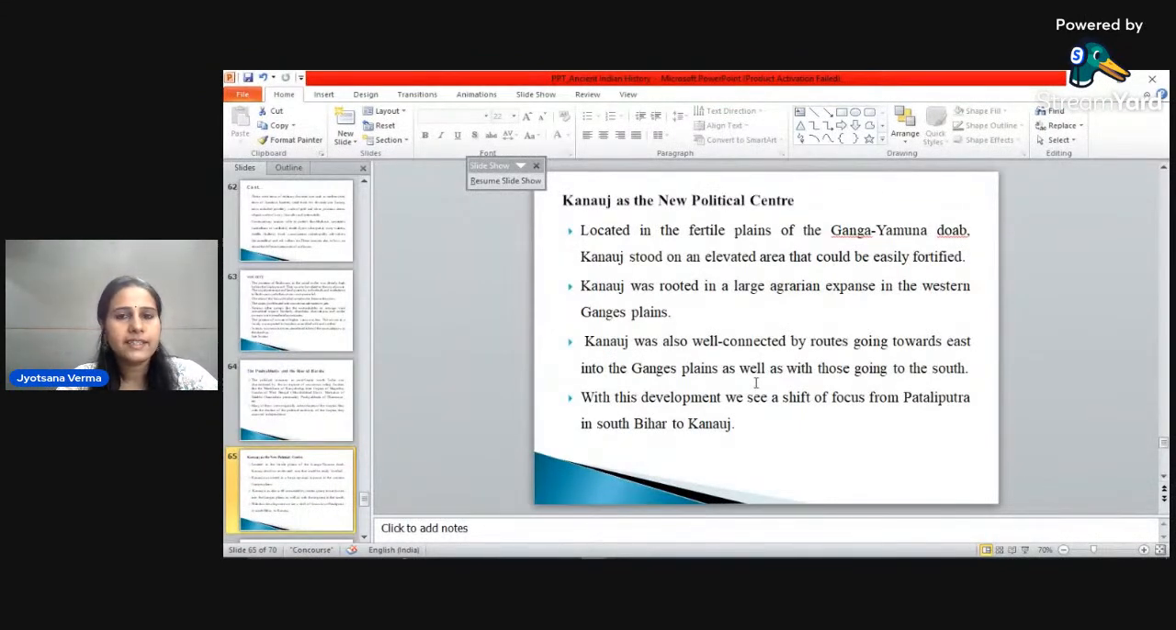So Kannauj became a new political center. First Rajgrih, and after that Patliputra. Now the political center shifted from Patliputra, Patna, to Kannauj. Kannauj is situated in UP, basically on the fertile plain of the Ganga Yamuna Doab, and Kannauj stood on an elevated area that could be easily fortified. Kannauj was rooted in a large agrarian expansion in the Western Gangetic Plain. Kannauj was also well connected by routes going toward the East Ganga as well as with those going to the south. With this development, we shift focus from Patliputra in South Bihar to Kannauj.